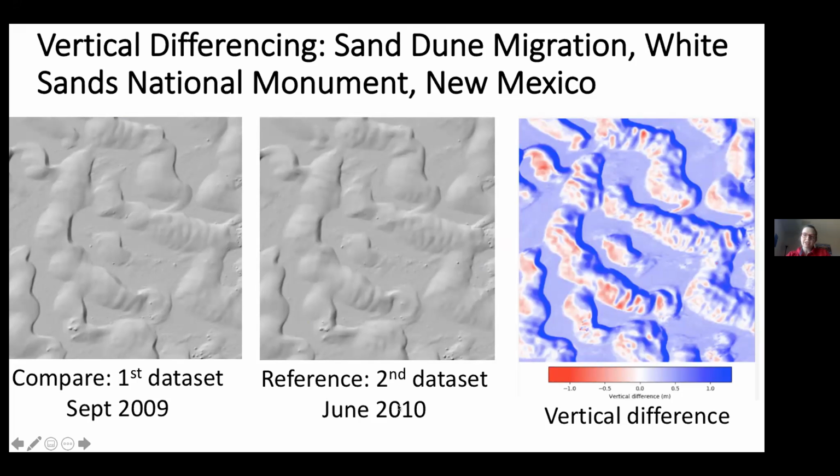Here's a reference data set. This is the second data set that was acquired in June 2010. So we have these two data sets, we can perform topographic differencing, and the results are shown here on the right, where we see blue represents deposition or accumulation, in this case of sand, and red represents erosion. Based on this graph, we can again see that the sand dunes are migrating towards the northeast.